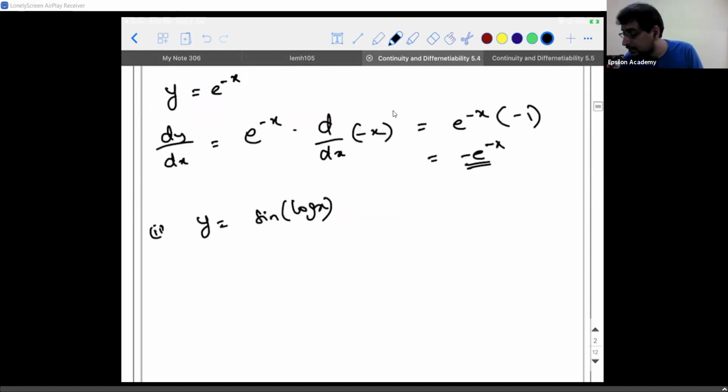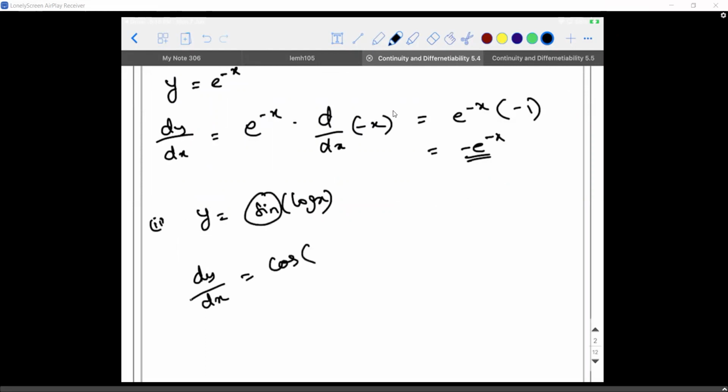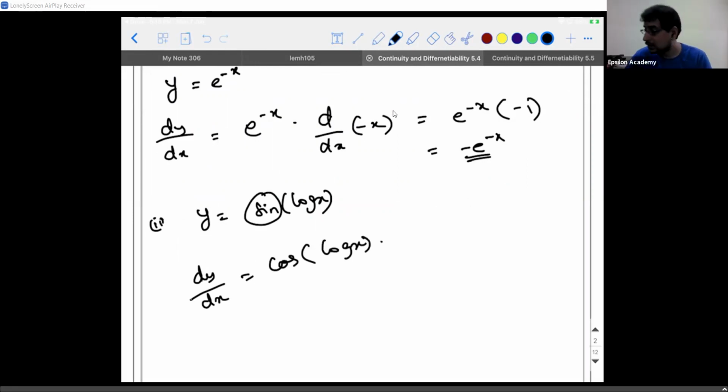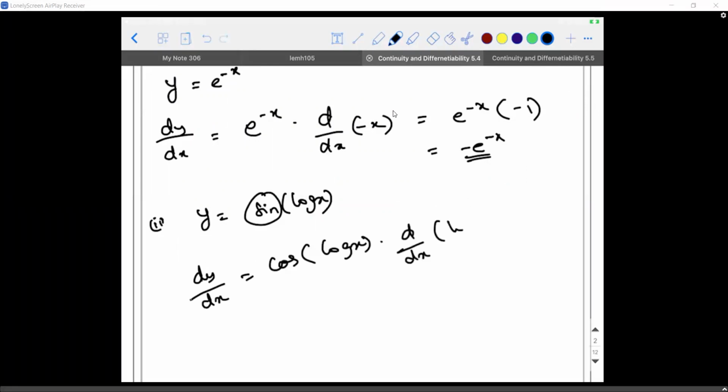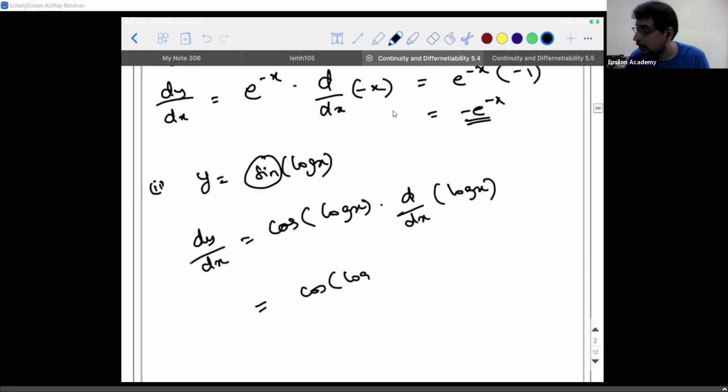So what is dy by dx? The derivative of sine is cos of log x into d by dx of log x. So it is going to be cos of log x into the derivative of log x, which is 1 by x. That's the answer.